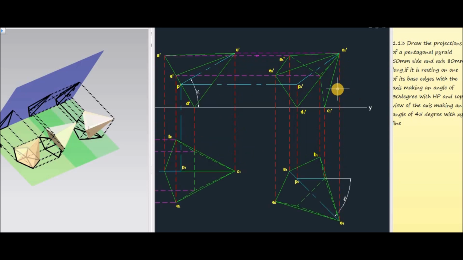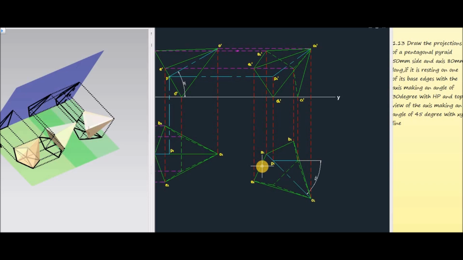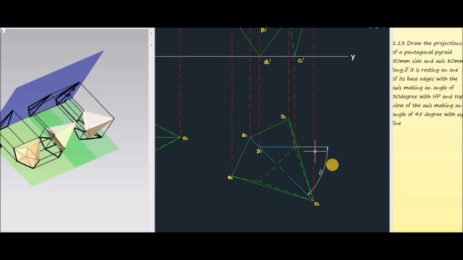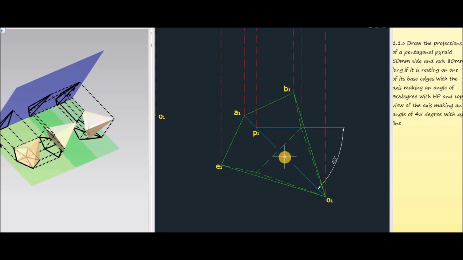Now in question it is given that the axis is again tilted to 45 degree with the vertical plane. Now we are going to draw one 45 degree line with the XY line. Then mark all these points, P1, O1 can be represented in this manner: P1, O1, B1, A1, E1.